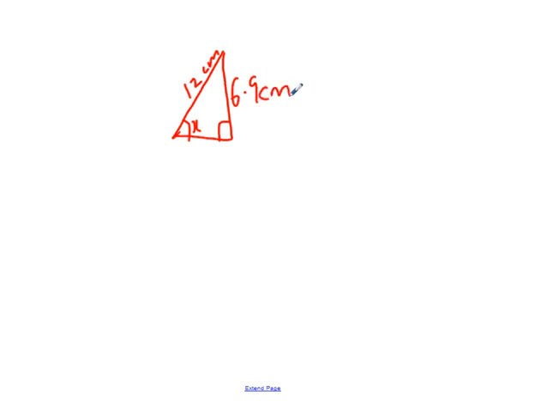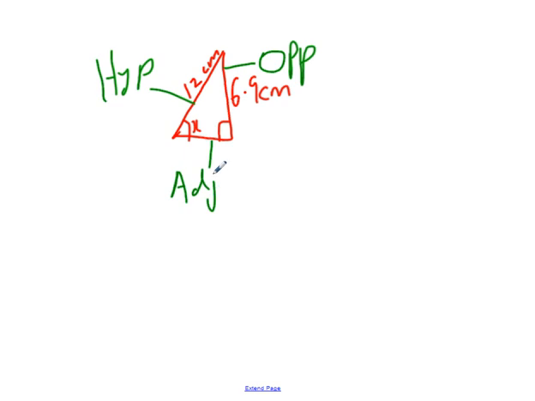Now, the information we have for this labeled angle, we've got the opposite of that angle, which is OPP. We've got the hypotenuse, which is always opposite the 90 degrees. So this is your HYP. And obviously this is your ADJ, which is your adjacent. Now the only information you have here is the opposite, which is 6.9, and the hypotenuse, which is 12 centimeters.